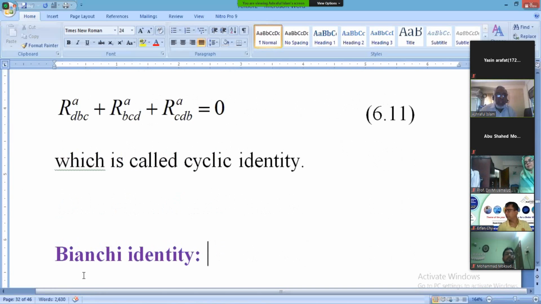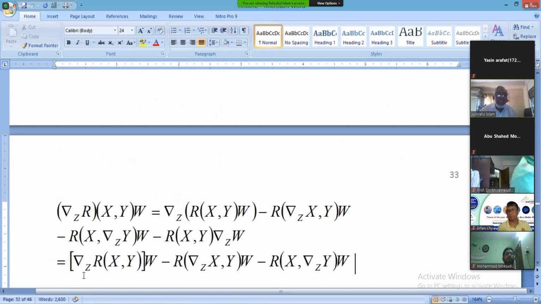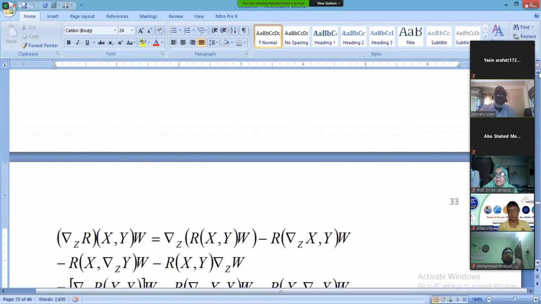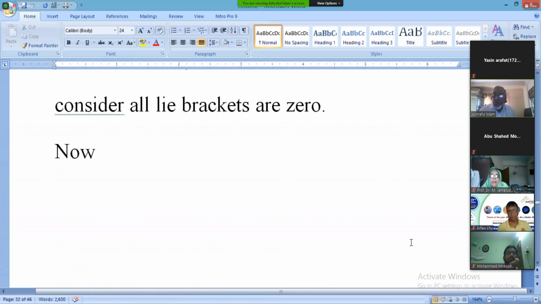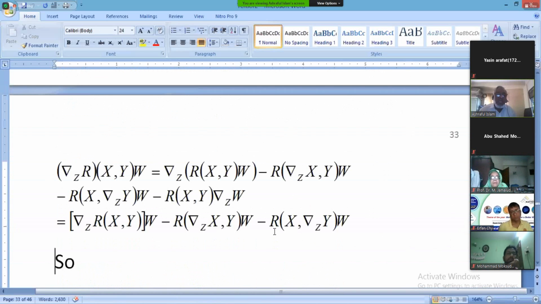Now take the Bianchi identity in general form. The Bianchi identity is this one. In the general form, we take all Lie brackets to be 0. Taking the derivatives, one derivative is taken here. This is the expression like this, and this becomes this one. It is the commutator of this one and this one. This is the first one, and this one is the second.